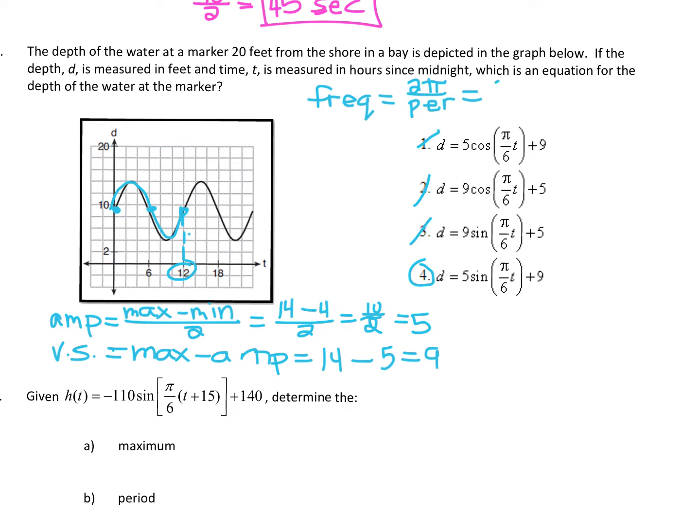So anyway, I'm going to replace the word period with a 12. And since 2 over 12 simplifies to 1/6, this will simplify to 1 pi over 6, or just pi over 6. And that's how we get this frequency.